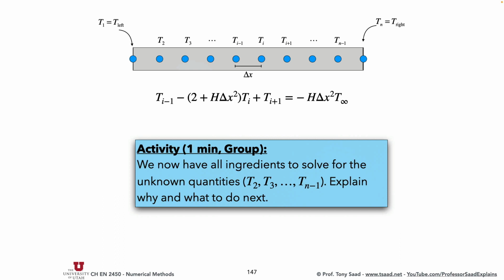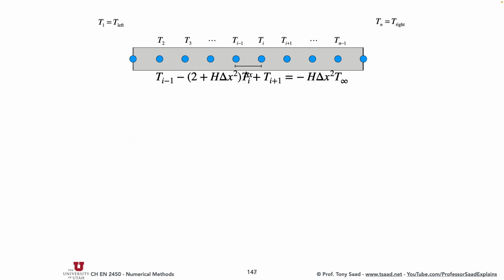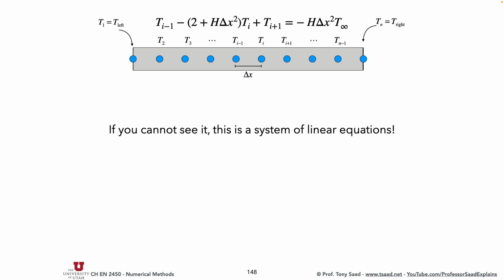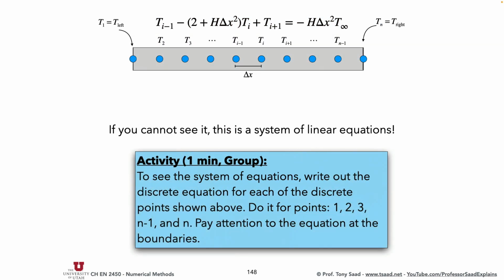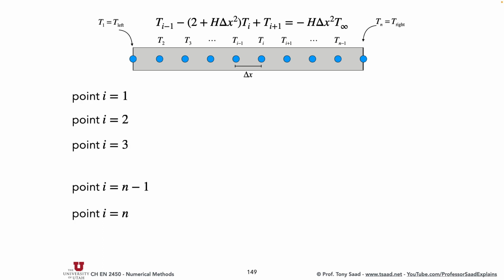You guys write it? Okay. T1 equal T left, and then dot, dot, dot, and then just the n minus 1. And since you said the word matrix, I expect you to write it in matrix form. Okay. So if you cannot see this, this is a system of linear equations. To see the system, I just told you to write it at point 1, point 2, point 3, all the way to point n. Okay?